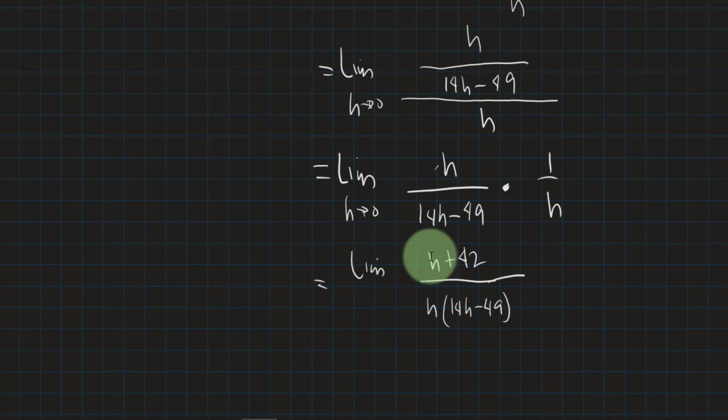H over 49. And then, cancel natin yung h. Tapos, ang matitira na lang ay 1 over 2. As h approaches 0, is equal to? Ayan.